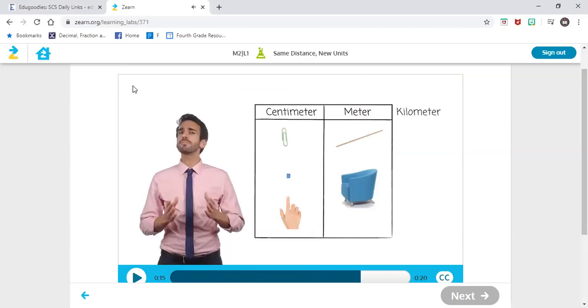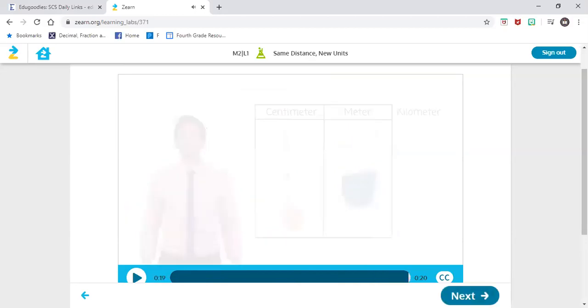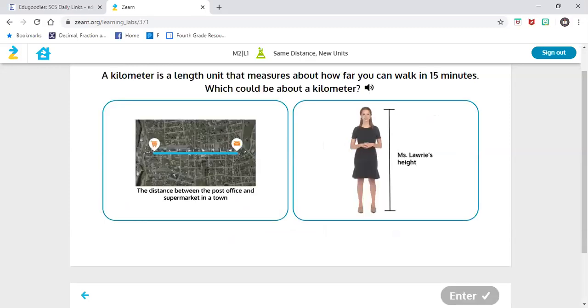Which of these things would probably be about a kilometer? Okay, so he said a kilometer would take me about 15 minutes to walk. This lady's pretty tall, but it wouldn't take me 15 minutes to walk as tall as she is. But from the post office to the supermarket in town, yeah, Kroger's is pretty nice, a 15-minute walk from here. So that's definitely a kilometer.